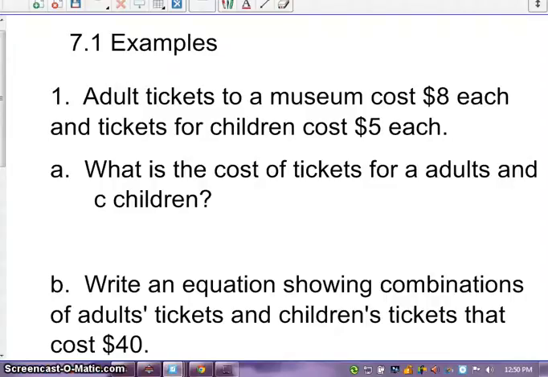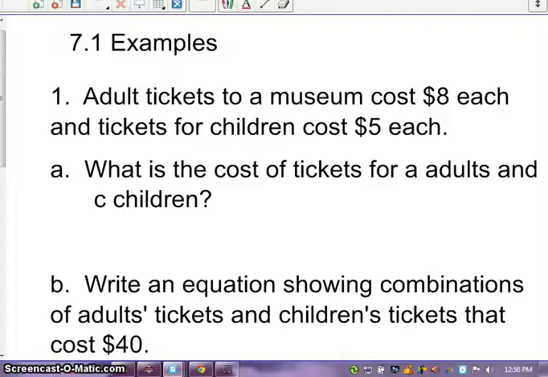Okay, here's Chapter 7, Lesson 1, examples on using linear equations in standard form. Okay, so for this first question, adult tickets to a museum cost $8 each, and tickets for children cost $5 each. First part says, what is the cost of tickets for A, adults, and C, children?